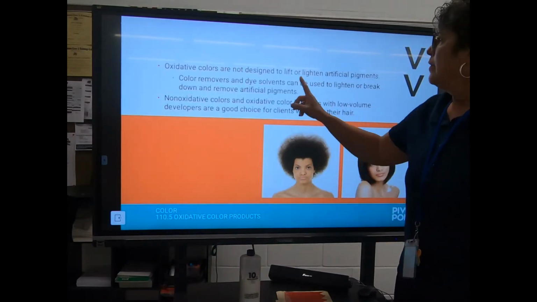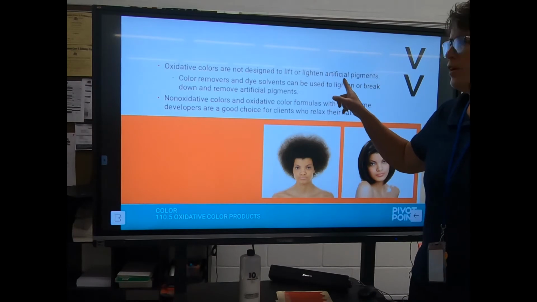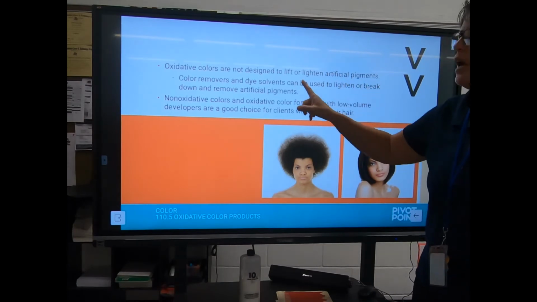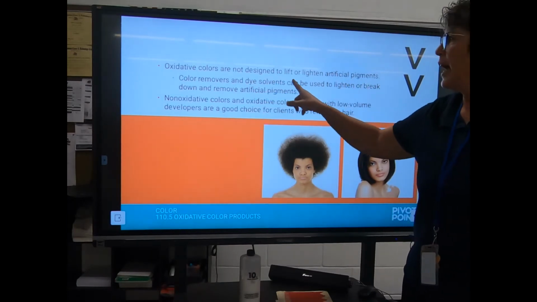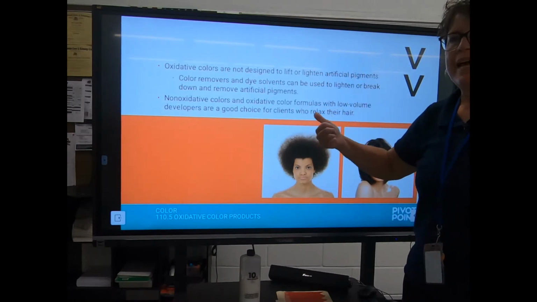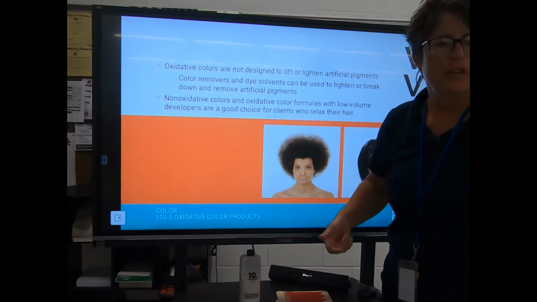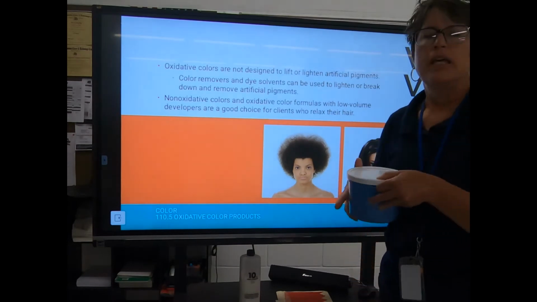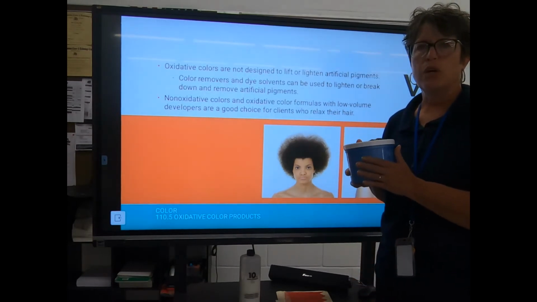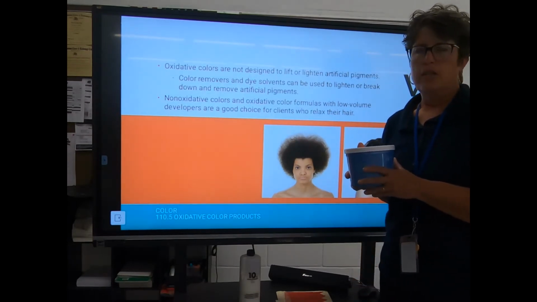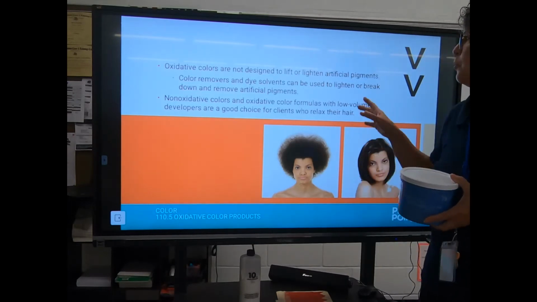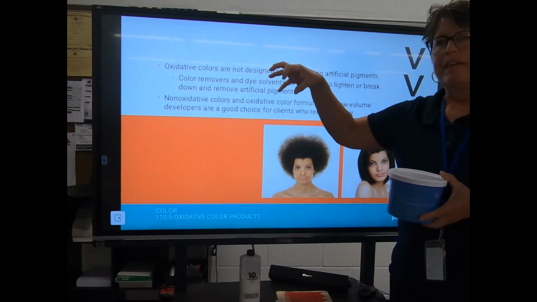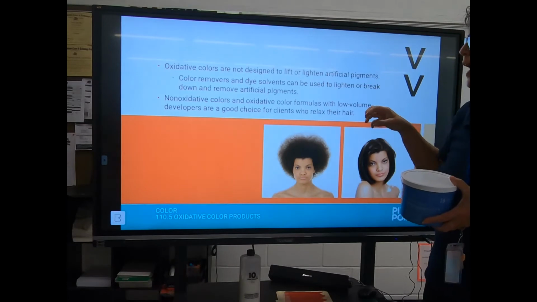Okay? Again, they will not lighten artificial pigment. Okay? A color remover, a dye solvent, a lightener, a powder lightener that you've been using in here can be used to remove artificial color. Tint will not do it. Okay? It will break the color down in the hair and pull it out.